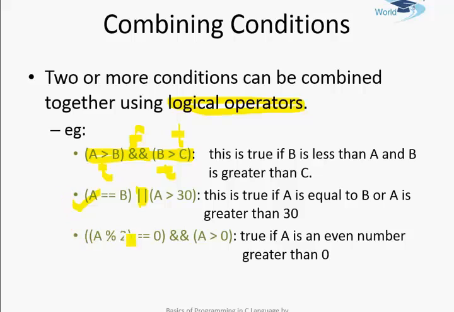Okay, another example is again using an AND statement, a logical operator, and this will return true if A is an even number greater than 0. So A mod 2 equal to 0 will check whether A is an even number or not. If A mod 2 is 0, that means A is even. If A mod 2 is not equal to 0, it means A is odd, and A should also be greater than 0. So this will return true only if A is even and A is greater than 0. So A is even and positive.